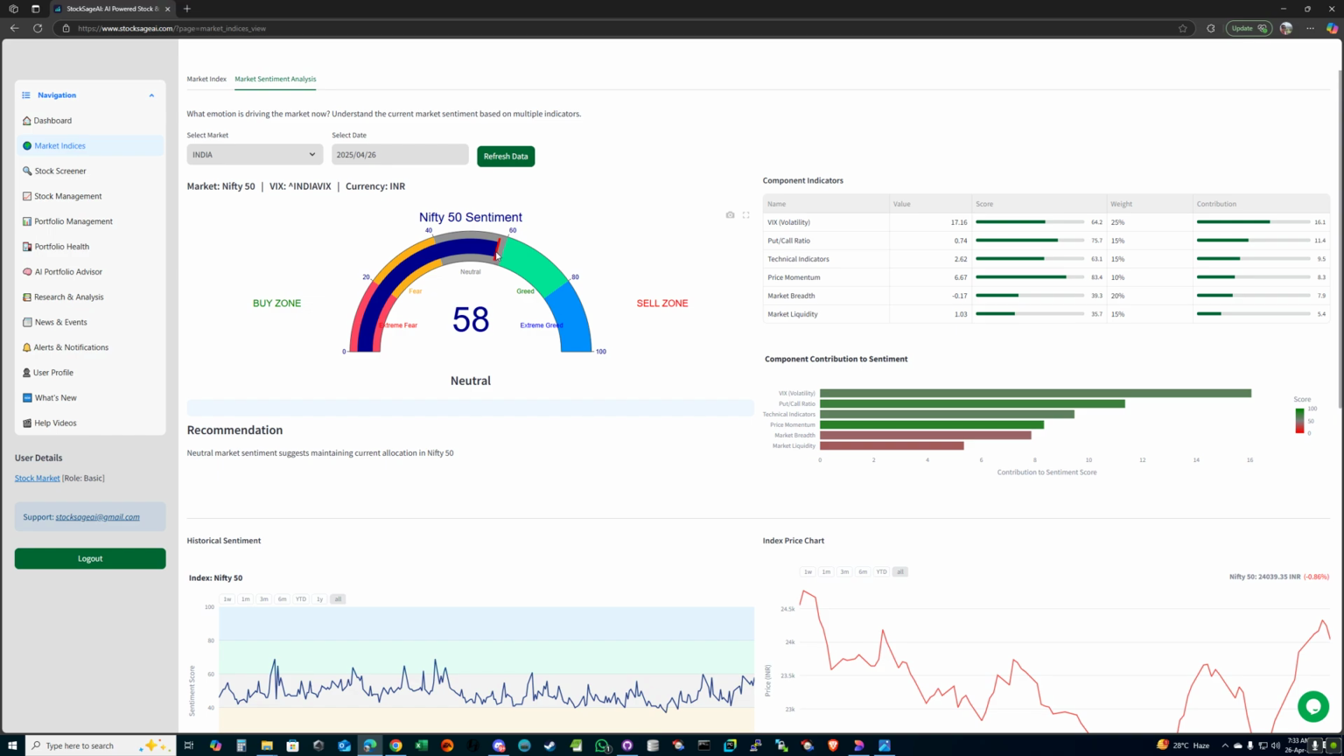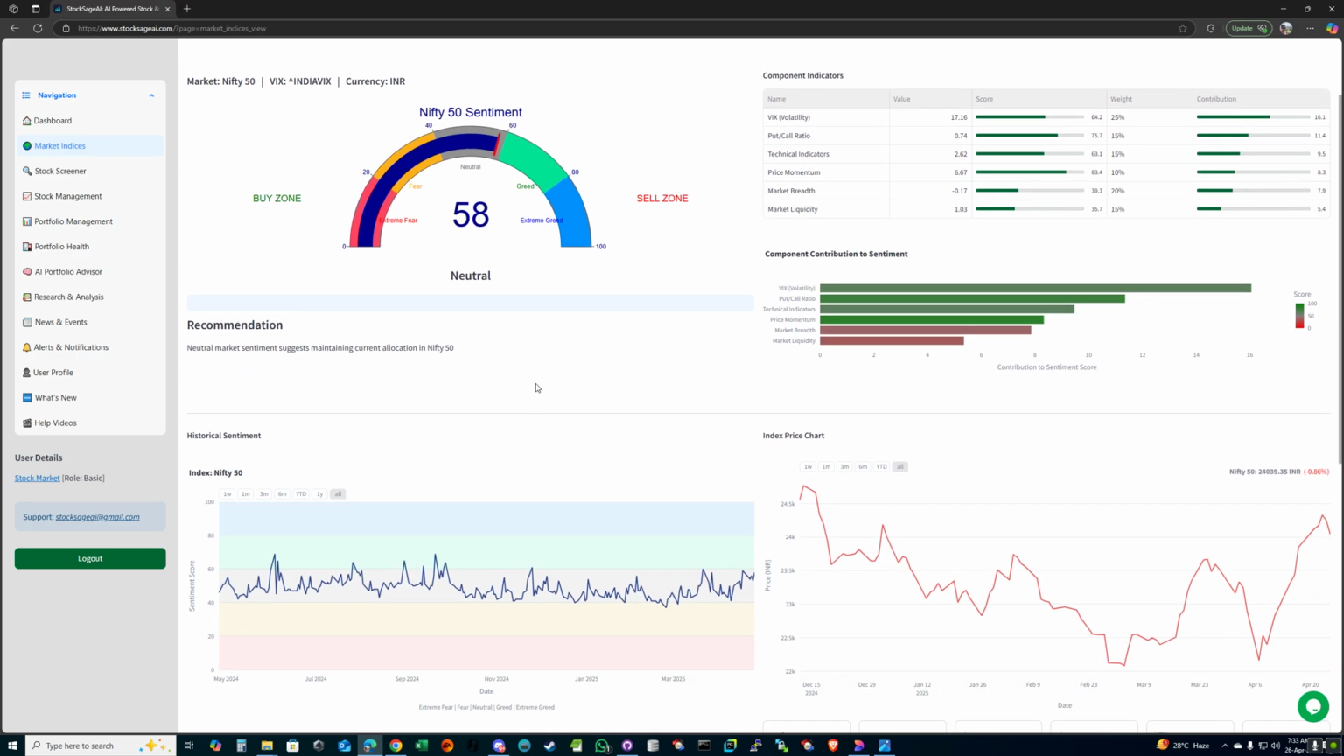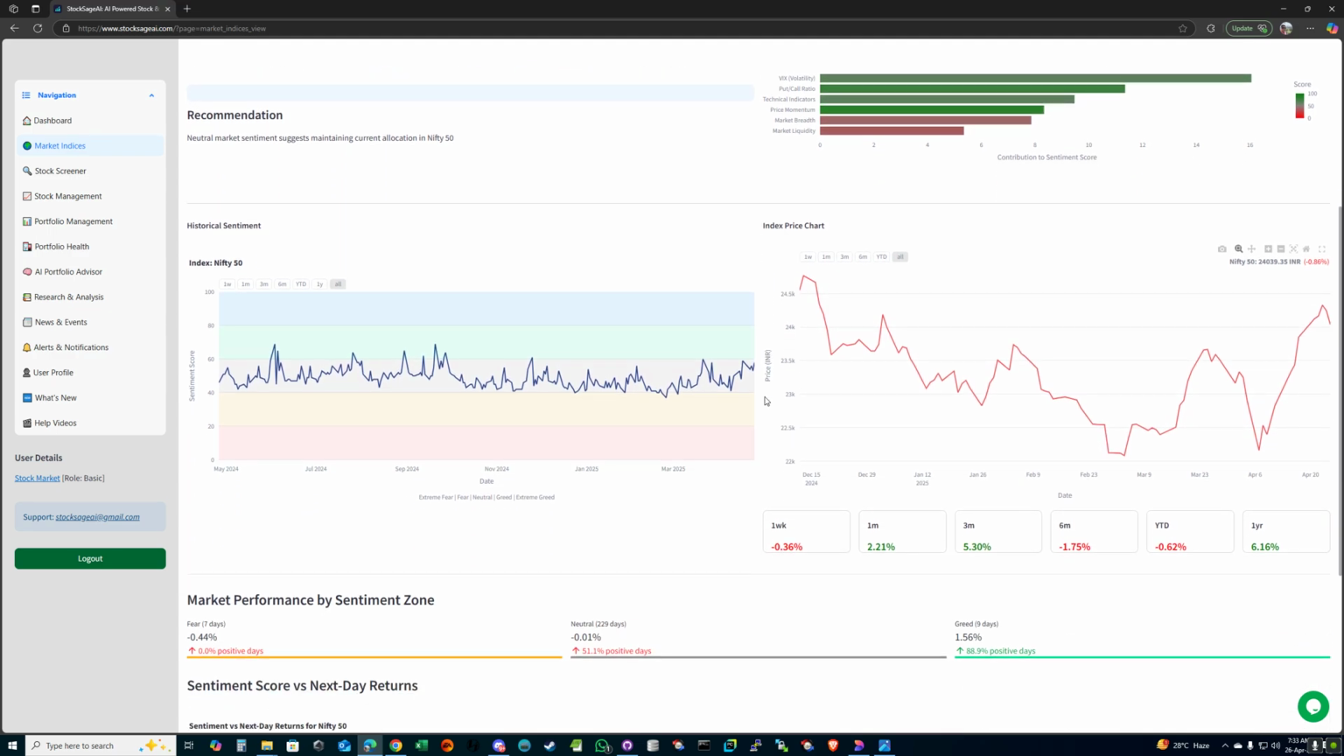So you can see the blue bar. Wherever it goes, it will showcase in which zone the market is. If the market is in extreme greed or in extreme fear, there are buy opportunities or sell opportunities. When everybody is buying the stocks and the market is very expensive, the recommendation is to sell at that point of time and book your profits. So currently you can see the market is in neutral phase, and on the basis of that, you can look at the overall market performance.